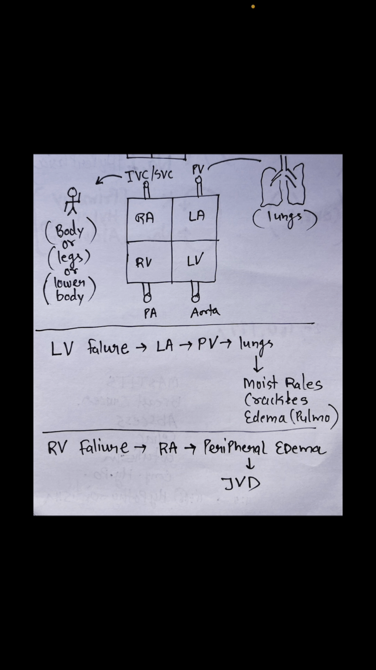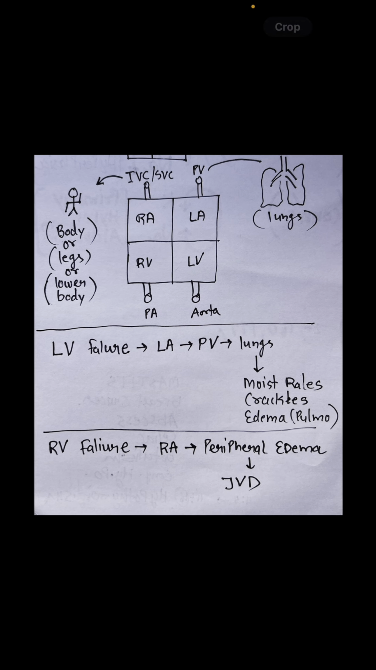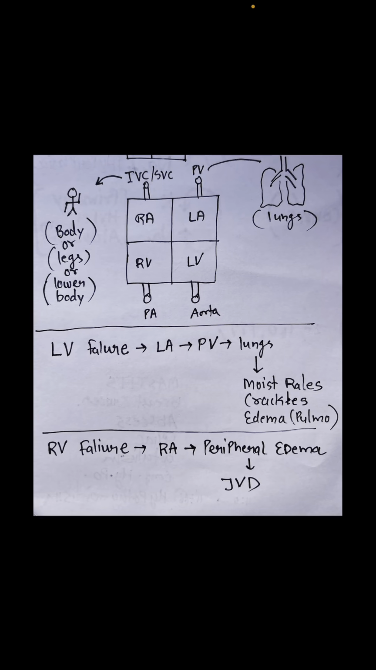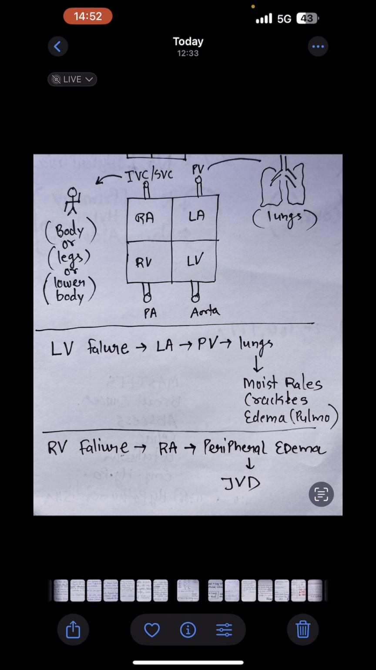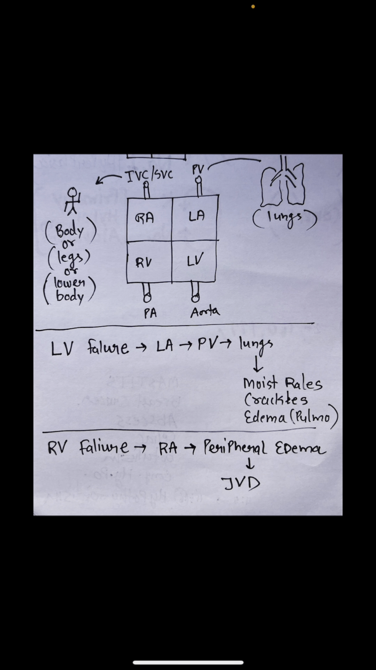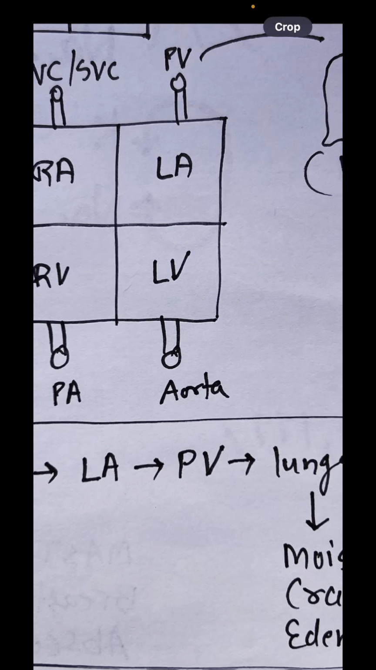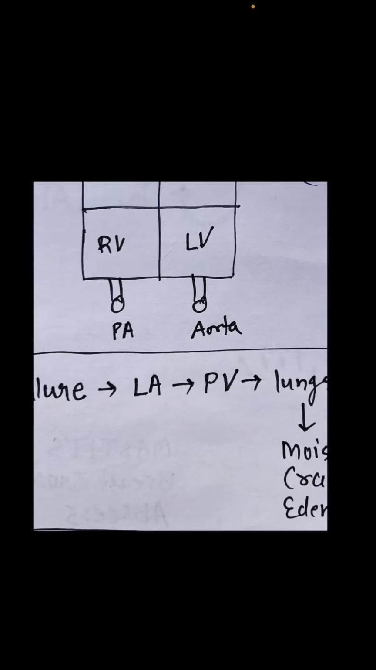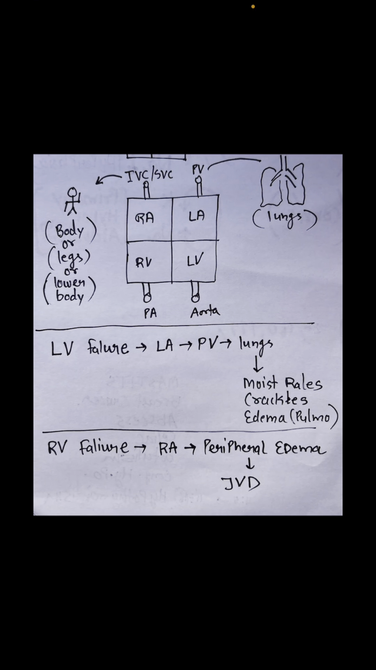Let's see the scheme of it. When there is left ventricular failure, I am reading the scheme for you. This is a diagrammatic representation of our heart: left atrium, left ventricle, right atrium, right ventricle. So we will be going backwards in the scheme of pathology. If left ventricular failure occurs, we go to the left atrium first, then the pulmonary vein, and then the lungs.